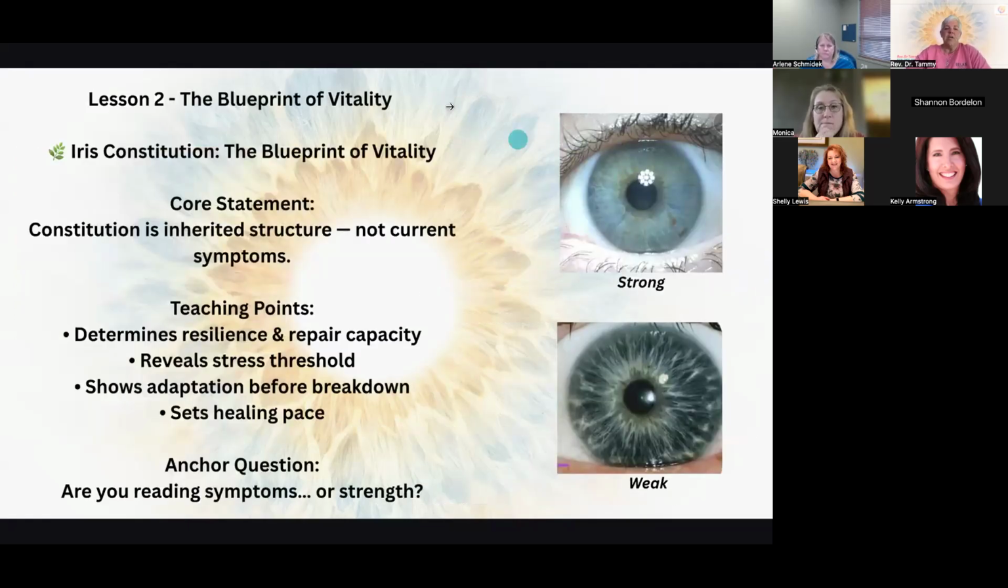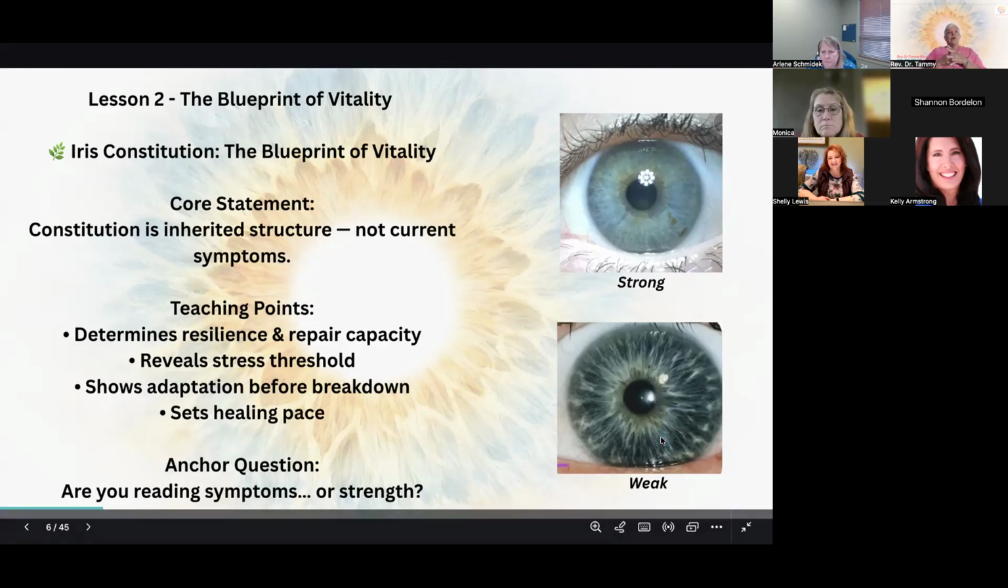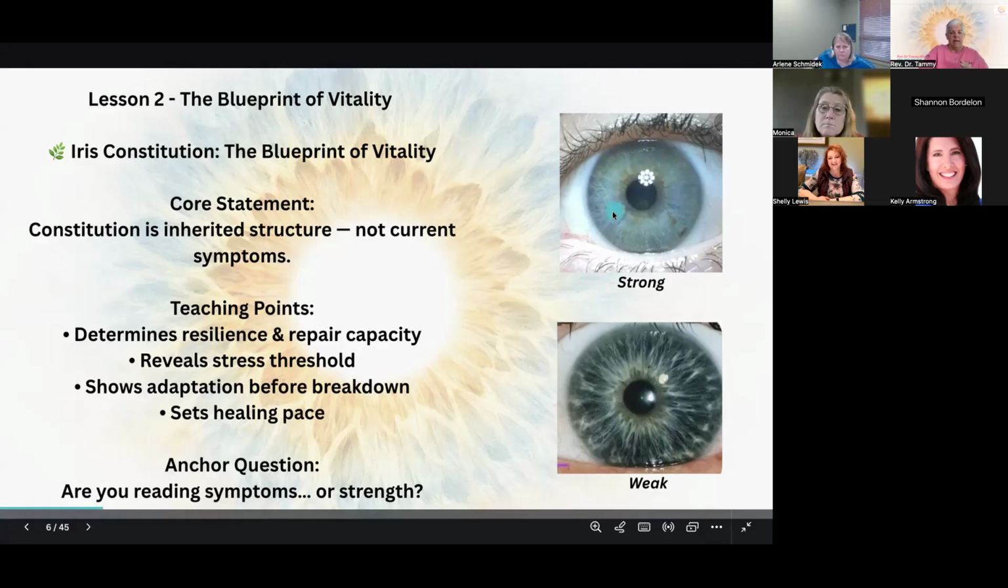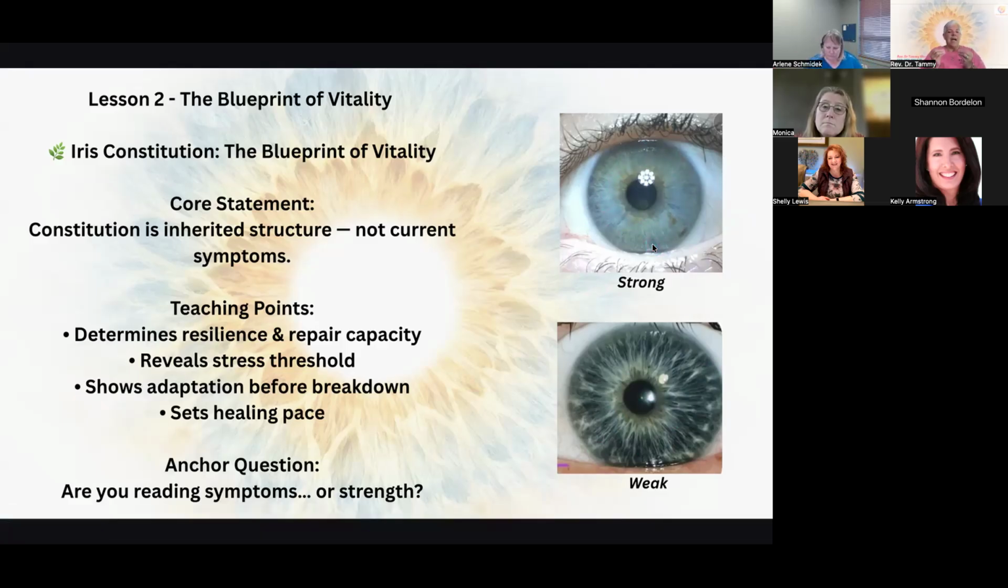All right. So here is Constitution. So this is our blueprint of vitality. When you're looking at someone's eyes, the first thing that you want to look at is what's the Constitution like? And when we talk about Constitution, these are the two ways that I can help you. Do their irises look like fine spun silk? Like this one up here. That is a beautiful, tightly woven Constitution. So they've got a very strong Constitution.